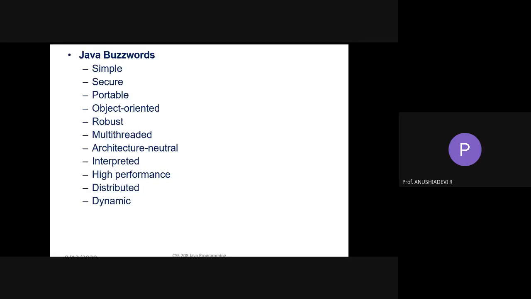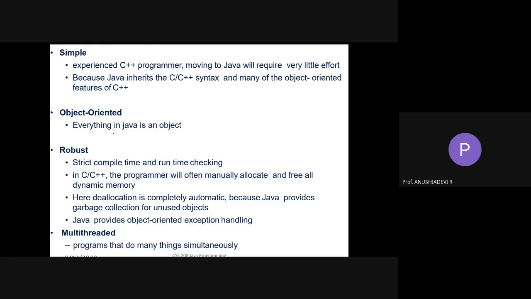And the advantages of Java, why we are using Java programming: it is simple, secure, portable, object-oriented, robust, multi-threaded. We will see them one by one. Why is it simple? If you are very familiar with C++, writing a Java program is very simple. If you don't know C++, you don't worry, I will teach from the basic concepts. But those who are very familiar with C++ can easily learn Java because most of the syntax of C++ and Java is the same. So that's why it is simple.